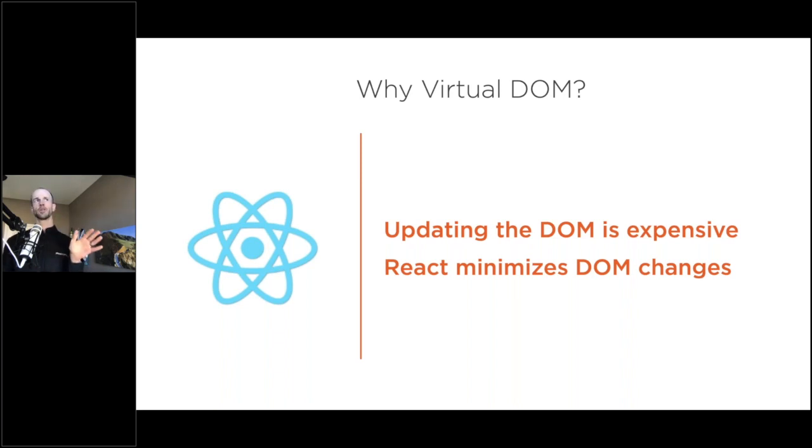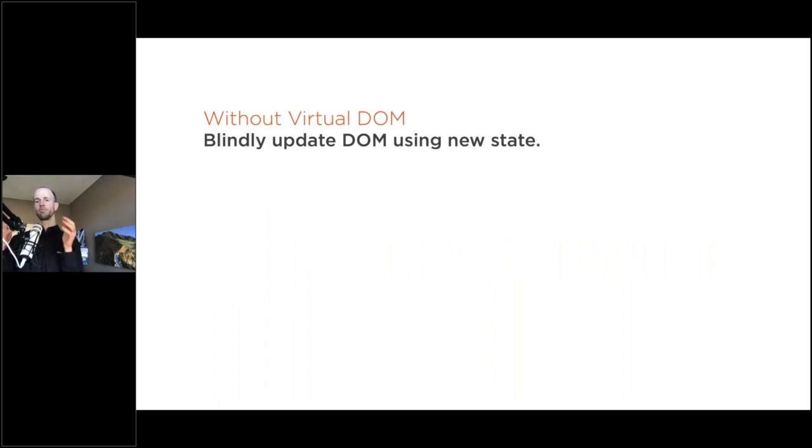So without a virtual DOM, you could imagine that a library would blindly update the DOM with new state. Imagine I have this table with 1,000 rows in it, and if I remove row 500, then a naive implementation would end up re-rendering that whole table because that array now has one less element in it.